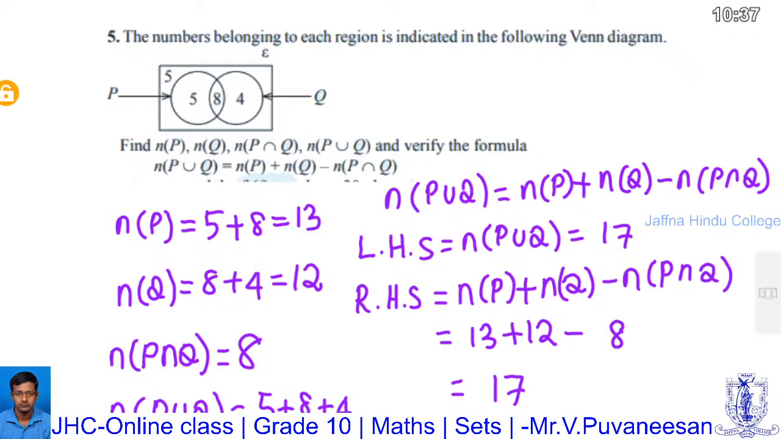We can say, therefore, number of P union Q equals number of P plus number of Q minus number of P intersection Q. These are the steps when you are asked to verify the equation. You take LHS and RHS, then you say LHS equals RHS, so the equation remains equal.